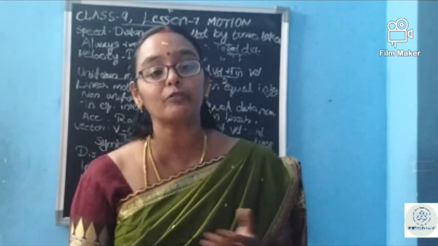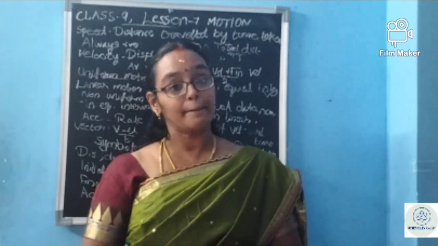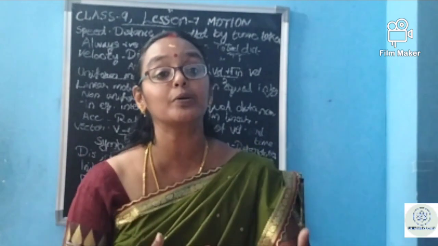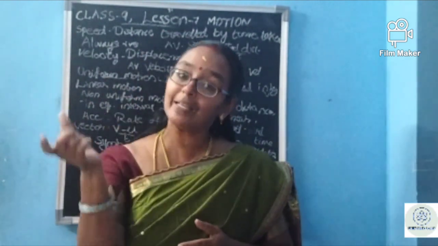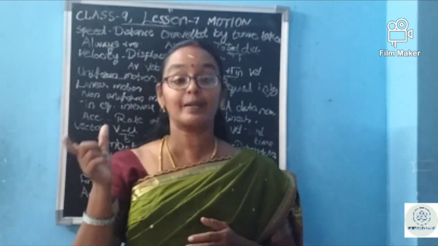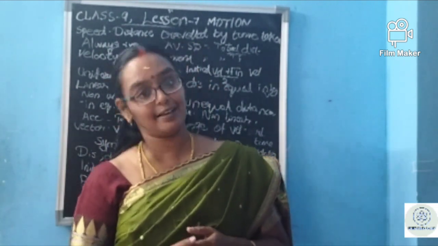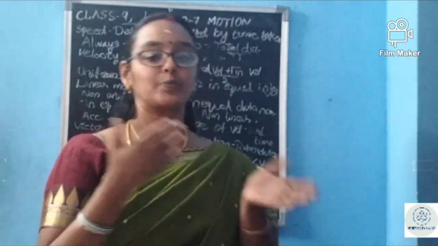What is the unit of velocity? Same, meter per second. Because displacement can be equal to distance also, right? So how much is it measured? It is measured in meters, because the SI unit of displacement as well as distance is meter, and the SI unit of time is second. So meter per second is the same for speed as well as for velocity.